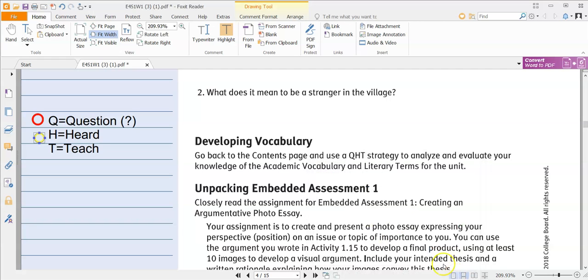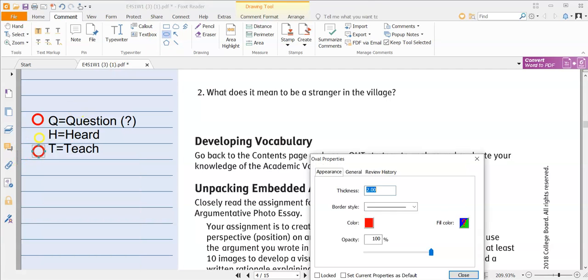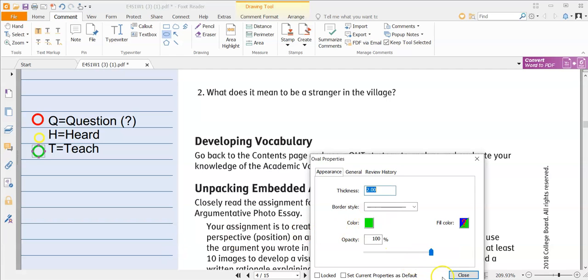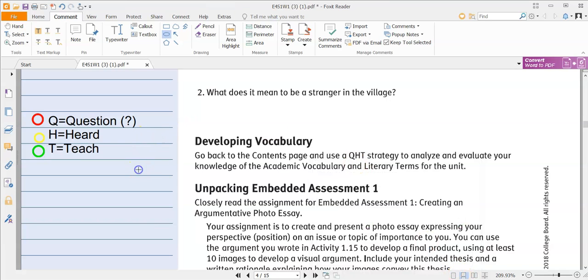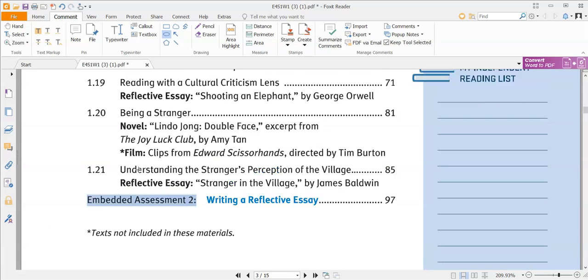And then finally, we have T for teach. So that one would be green, meaning, okay, we're good to go. I know what this word means to the point where I could teach somebody else what it means. And that would be something that, like, you know for a fact what it is. So let's go back and rate those vocab words as Q, H, or T.